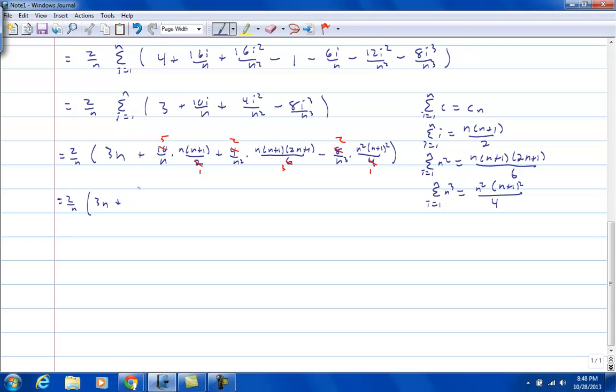So we end up with 5 times n squared plus n, I just distributed, over n, plus 2/3, not 4/3, 2/3 times, and this distributes out to be, I've worked this out already, 2n cubed plus 3n squared plus n all over this n squared, minus, and then we have a 2 times, and this expands to become n to the 4th plus 2n cubed plus n squared all over n cubed.